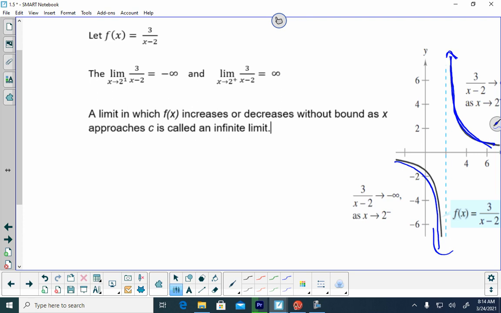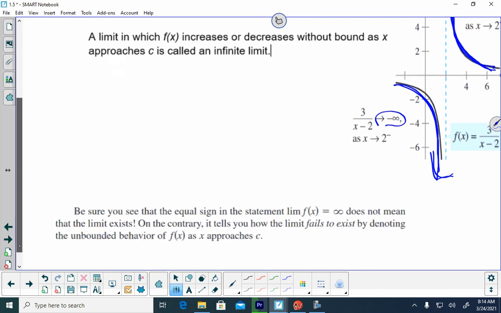And so this would be a limit as I would approach this 2 from the right. I'm going to say that this limit is approaching positive infinity. As this limit approaches 2 from the left, it looks like it's going down without bounds. So we're going to say that it's negative infinity. And that's going to be how I tell that I have a vertical asymptote.